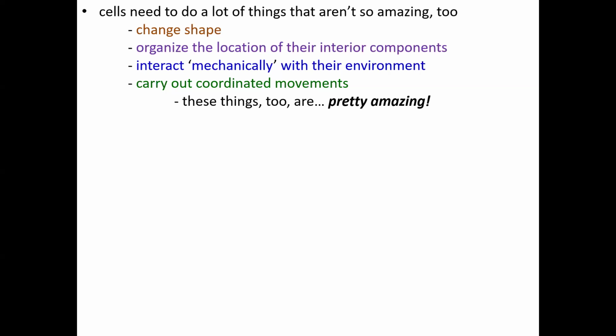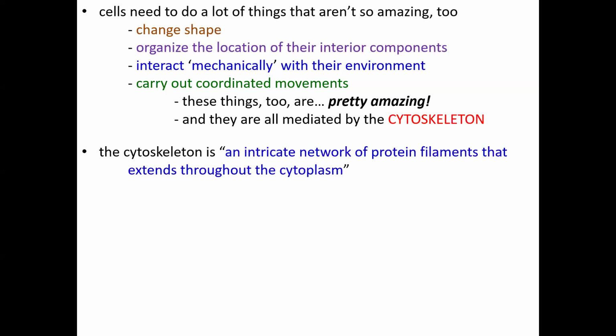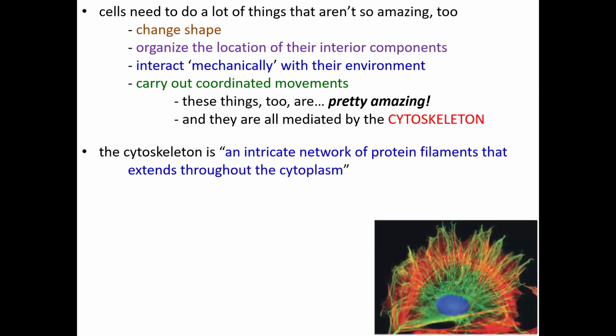What am I talking about? This is amazing too. And when we get into the details, we're going to see just how amazing these processes are. Everything I've said here, shape change, interacting with other cells, interacting with the environment, all of those processes and many, many more are mediated by the cytoskeleton. The cytoskeleton is, in the words of the textbook, an intricate network of protein filaments that extends throughout the cytoplasm. Fair enough, that's what the cytoskeleton is.